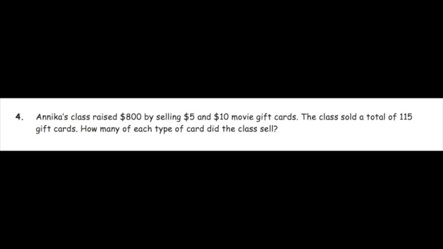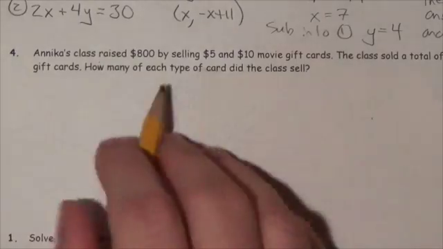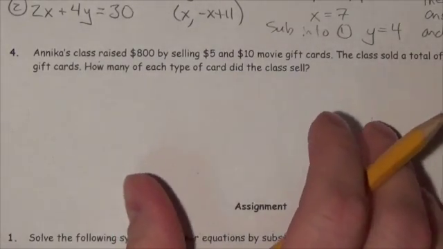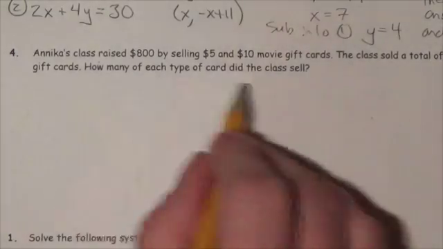Annika's class raised $800 by selling $5 and $10 movie gift cards. The class sold a total of 115 gift cards. How many of each type of card did the class sell? So similar to the previous question, in this question we're trying to ask how many of each type did the class sell here. So how many $5 gift cards, how many $10 gift cards? So that's the unknown here.